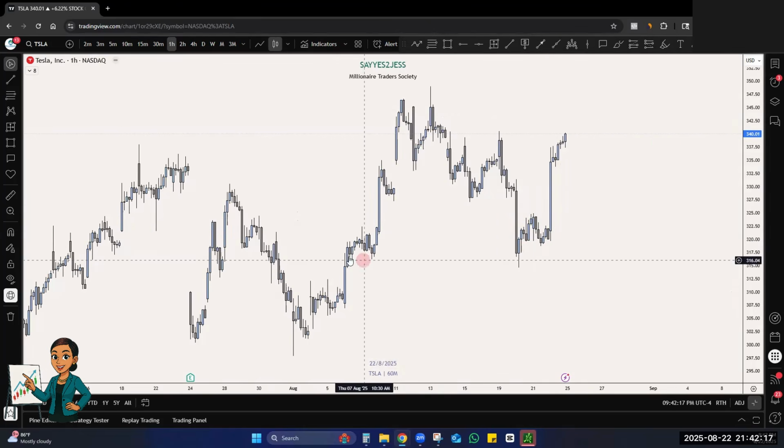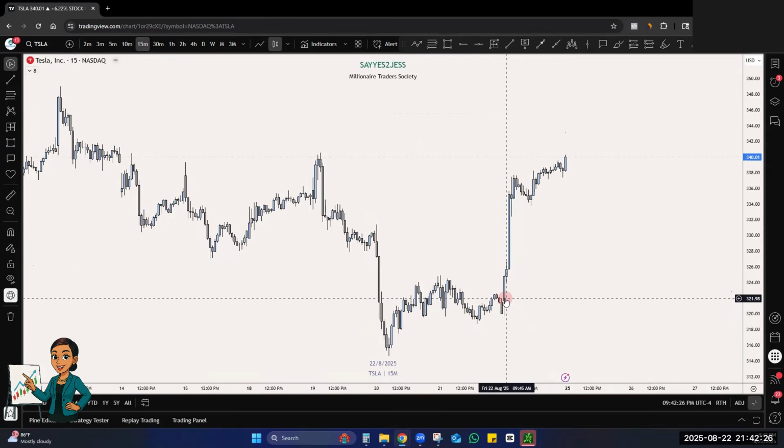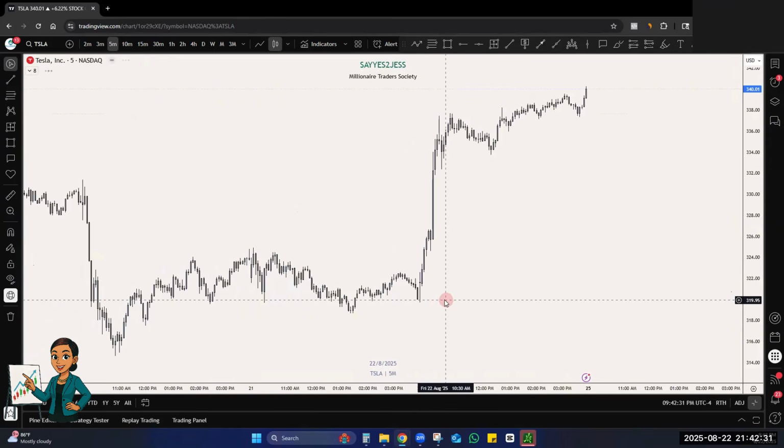Really nice respect to this area. We're moving up. We got spinning tops. Everything letting us know the day before that we're going to go up. Let's go to the 15-minute. So on the 15-minute, we get a really big push. Let's go down to the smaller time frame, okay?